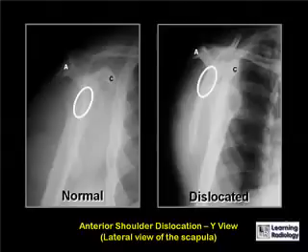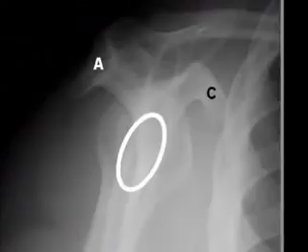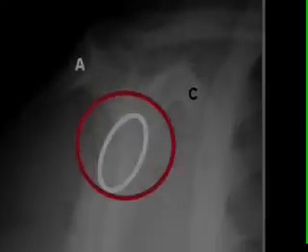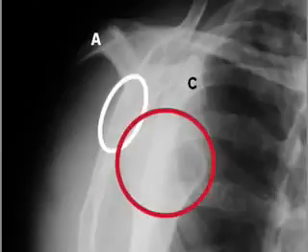This is a Y view of the shoulder. It's a lateral view of the scapula. On this normal Y view, you can see that the glenoid, which is marked here by the white oval, lies midway between the posterior acromion, marked with an A, and the anterior coracoid process, marked with a C. The humeral head lies centered on the glenoid. This is a patient who has an anterior dislocation of the shoulder. In this individual, the humeral head lies inferior and medial to the glenoid and beneath the coracoid process, which is marked with C.